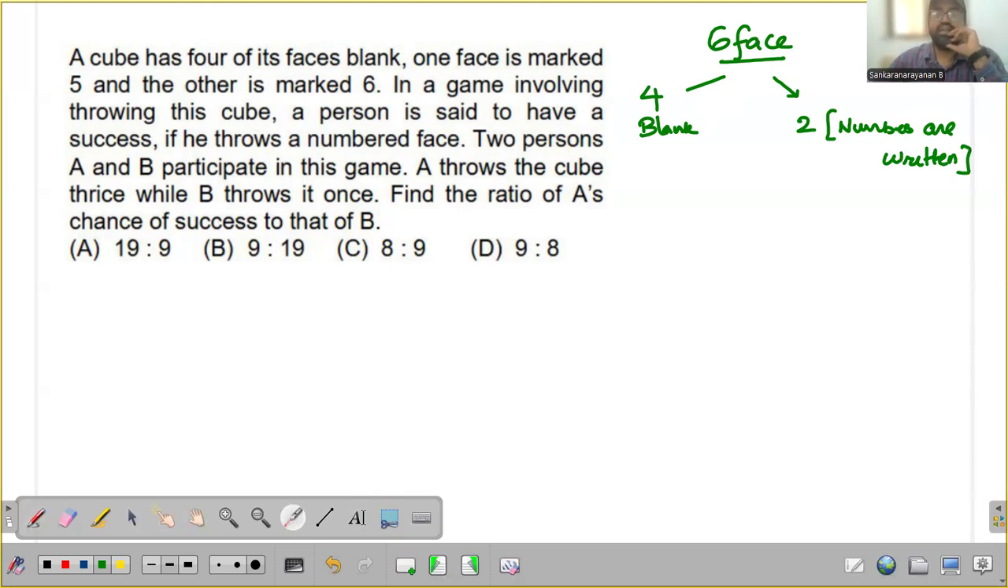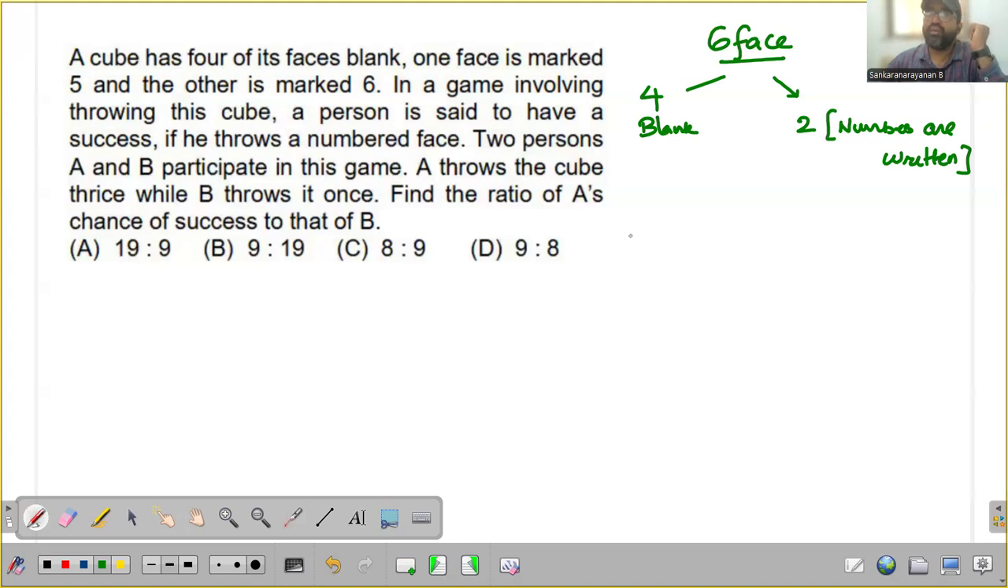Now look at this. In a game involving rolling this cube, a person is said to have a success if he throws a numbered face. So just imagine I am rolling a dice and throwing it. If I see the number, then it's a success. Now 2 people, A and B, are participating in this game. A throws the cube thrice, B throws it once. What is the ratio of A's chance of success to that of B's chance of success?